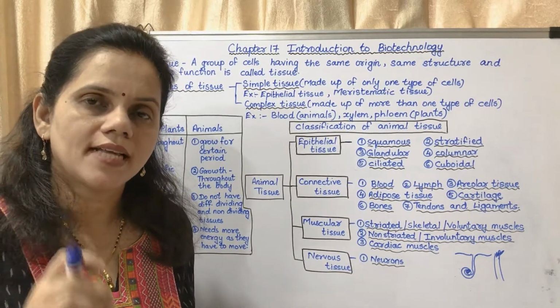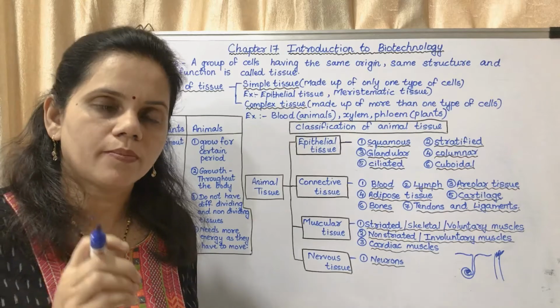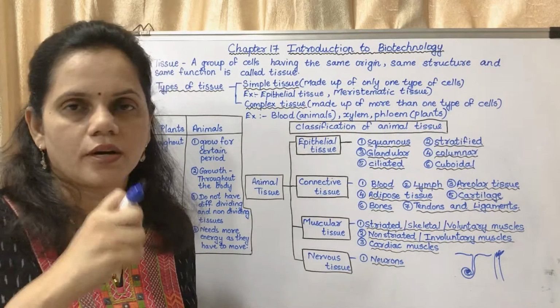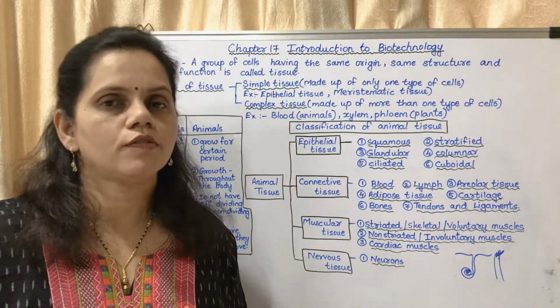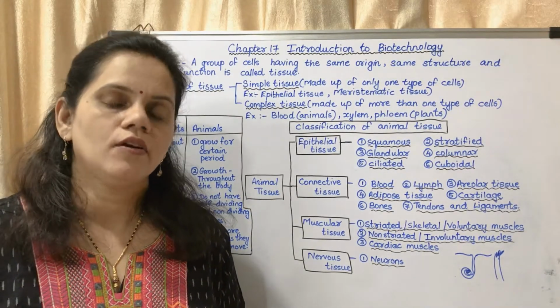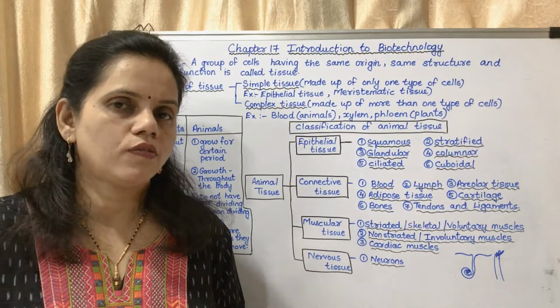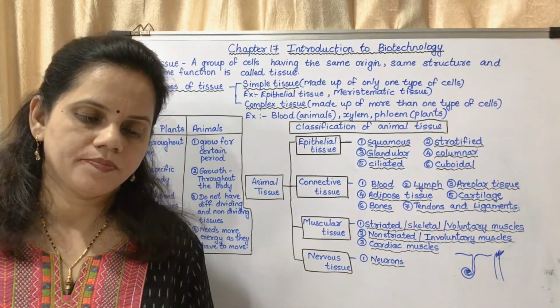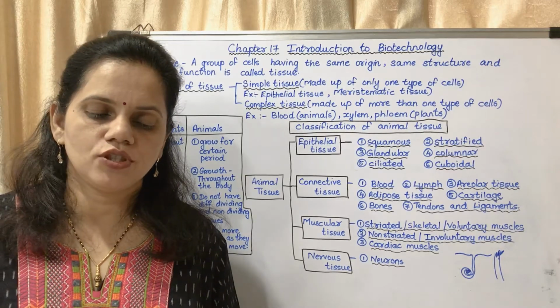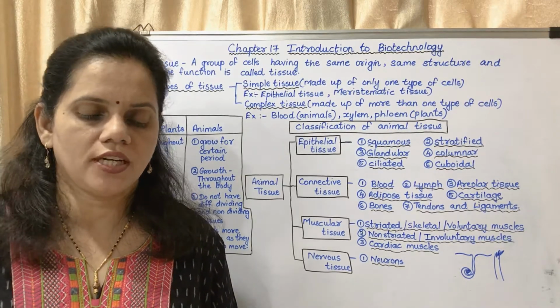Now the food which is digested, the nutrients from that food are absorbed from the intestine, and this structure helps in absorption of nutrients from the digested food. So that is why those folds are there. Next, function: secretion of digestive juice and absorption of nutrients.